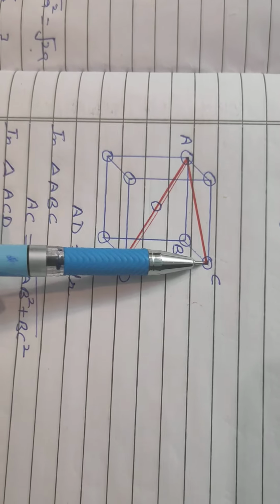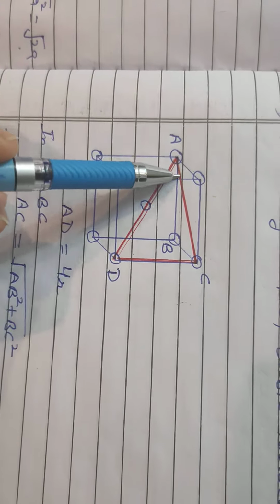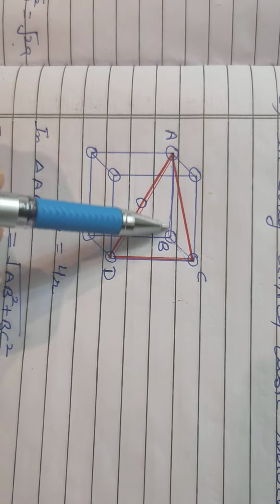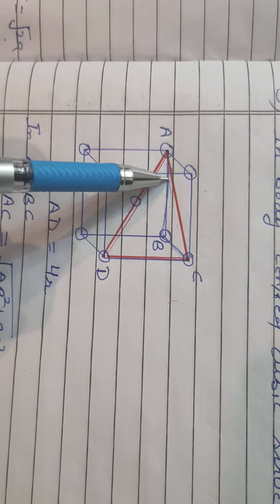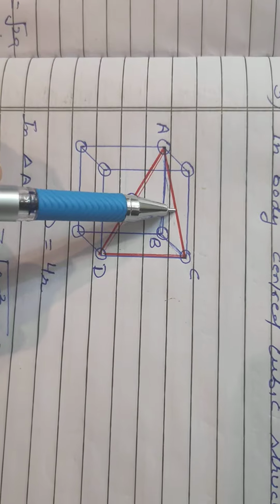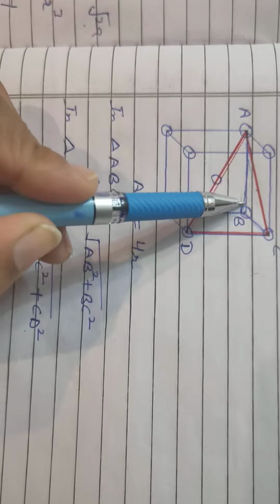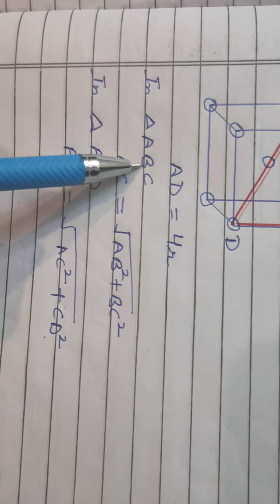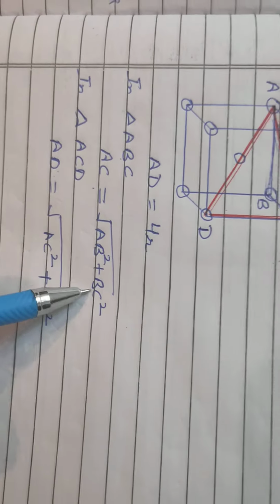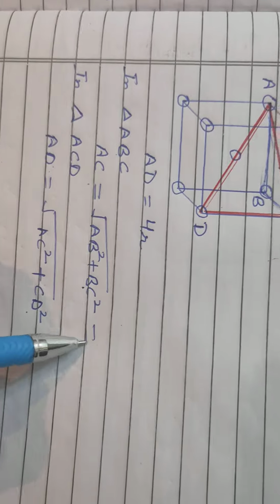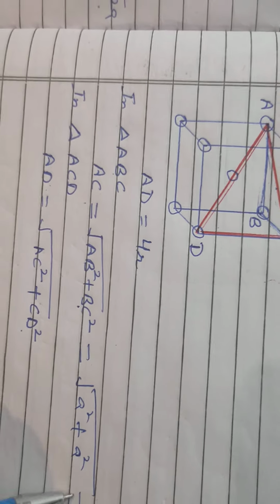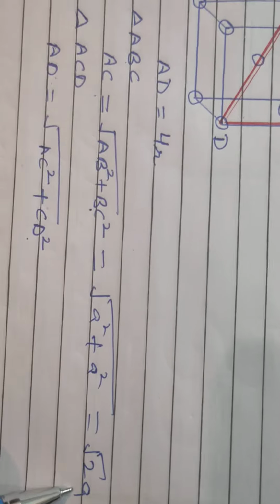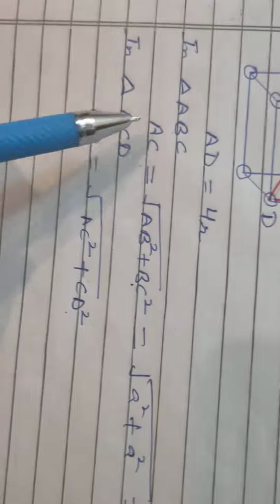Clear? So firstly we will calculate AC from the triangle ABC. This triangle ABC. This is a right angle triangle. This is hypotenuse. Okay, so that will be equal to under root of AB square plus BC square. Now AB is A square plus BC is A square. So you will get under root 2A. Clear? Under root 2A. Now यहाँ से हमने AC find out कर लिया.